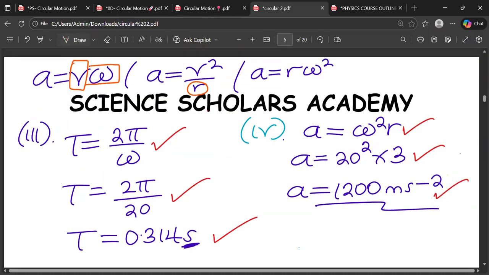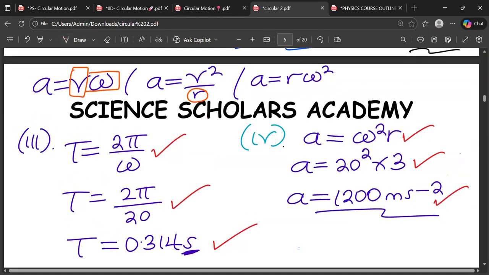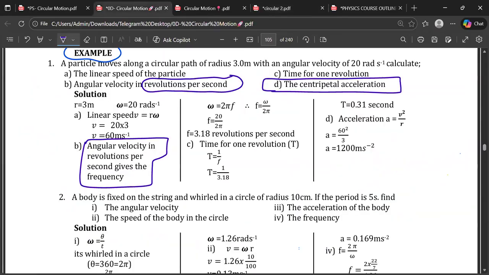When they ask for centripetal force, they should give us mass. But for now, we don't have mass, so we cannot get centripetal force. I literally don't see anything hard with these things. Only deriving, maybe.